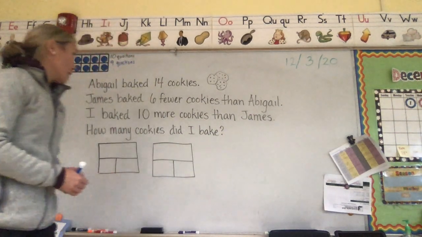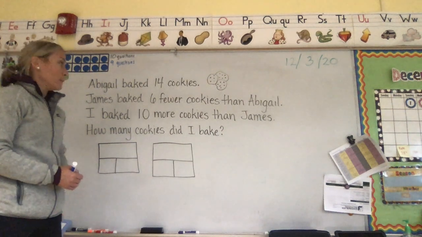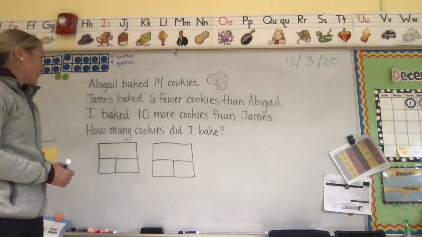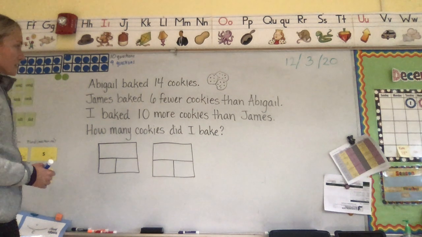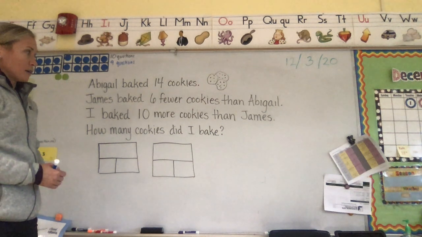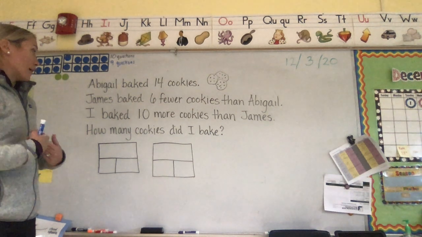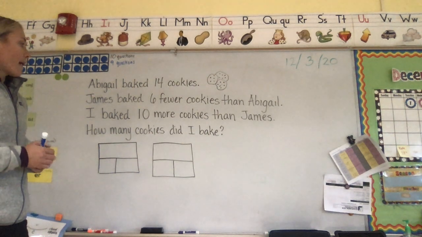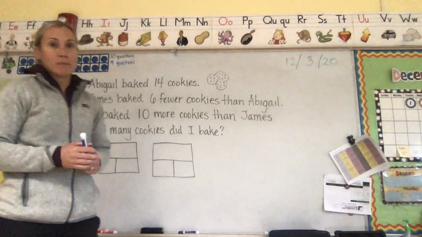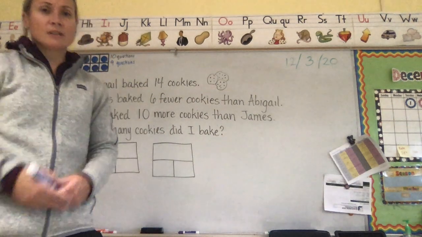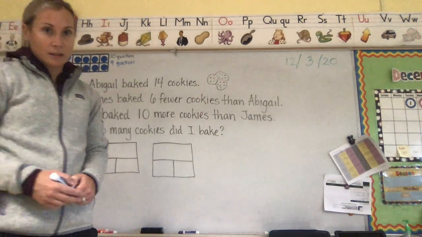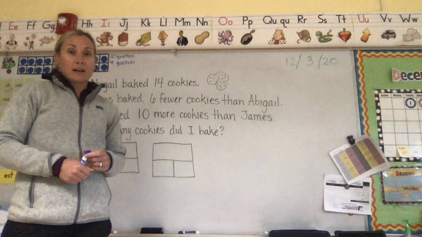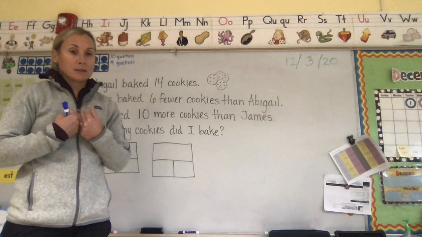So my problem says, Abigail baked 14 cookies. James baked 6 fewer cookies than Abigail. I baked 10 more cookies than James. How many cookies did I bake? So let's first think about what this problem is asking us. It is asking us to find out how many cookies I baked.